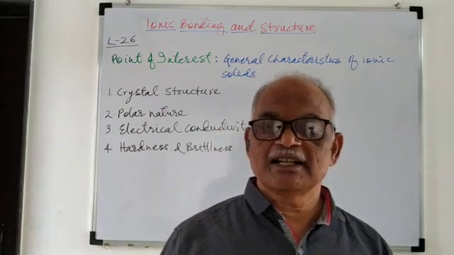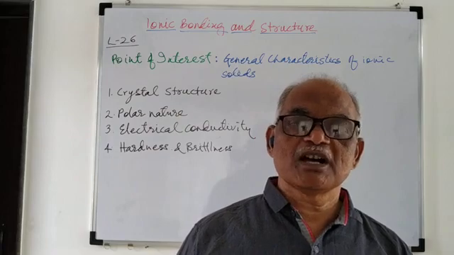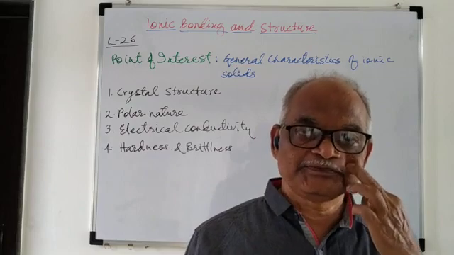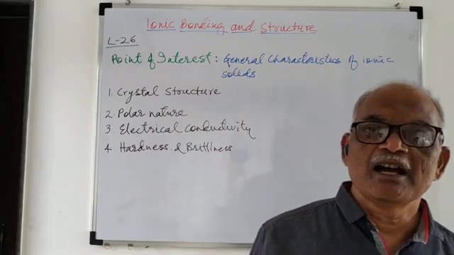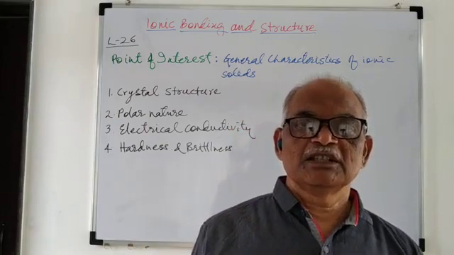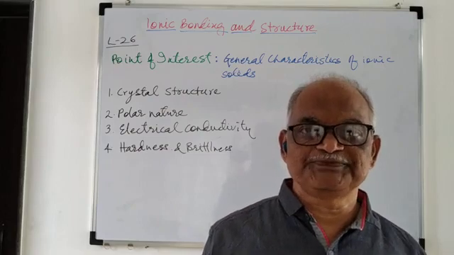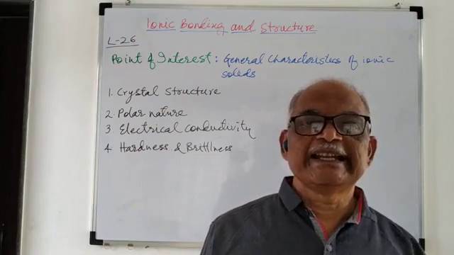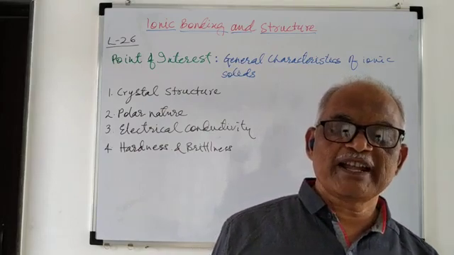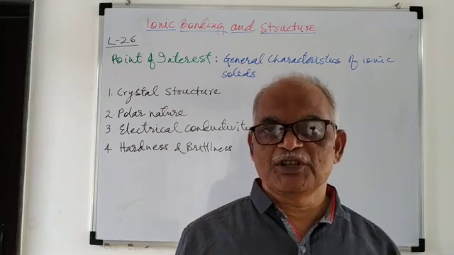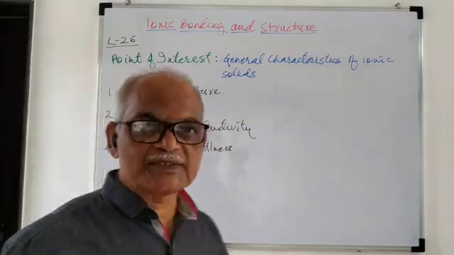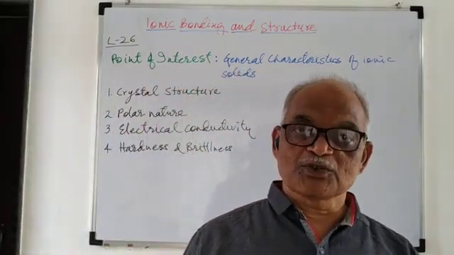Today we will see the next part of ionic bonding, that is, the general characteristics of ionic solids. We have seen last time that ionic bonds are formed between oppositely charged species, that is, a cation and an anion. Because of this electrostatic force of attraction, the bond is stronger, and because of this it shows some specific properties. In addition to this, the bond also has polar nature. In short, the crystal structure of these ionic solids is also specific.